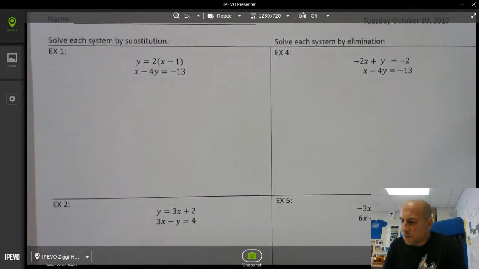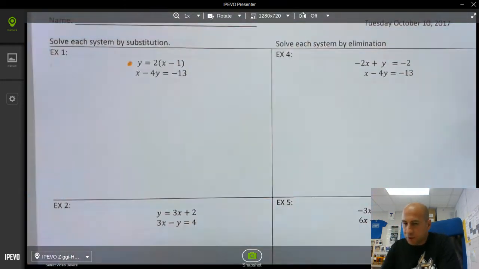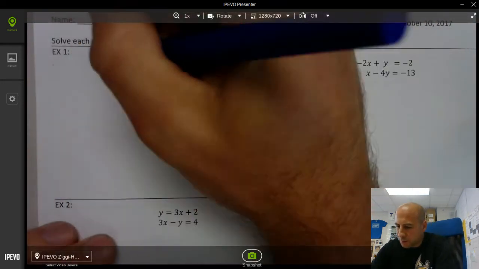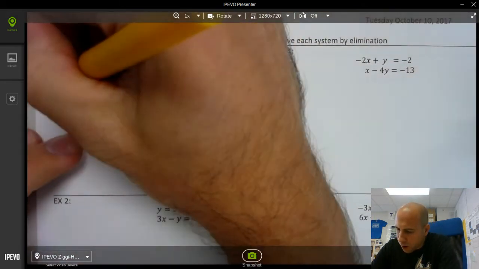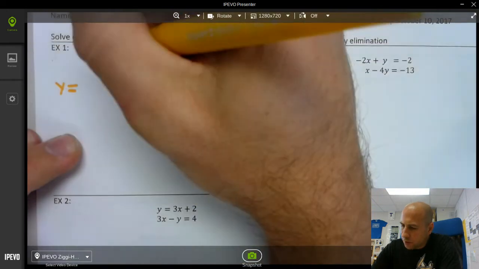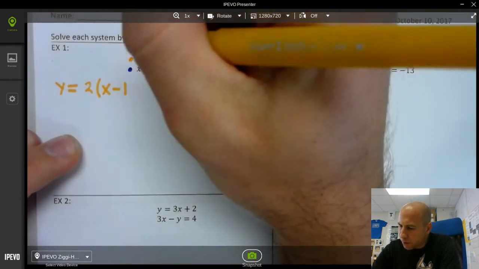Solve each system by substitution. Now, when you do substitution, you want to make a table, and you also want to color code your equation. So I'm going to make that equation yellow and this one blue. So this is y equals 2 parentheses x minus 1.